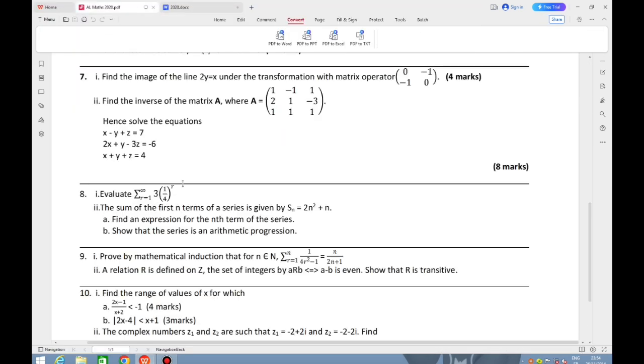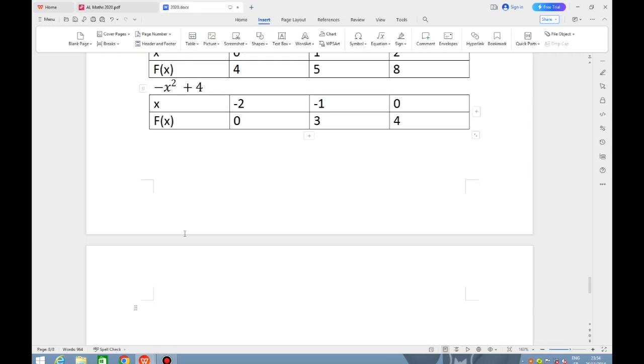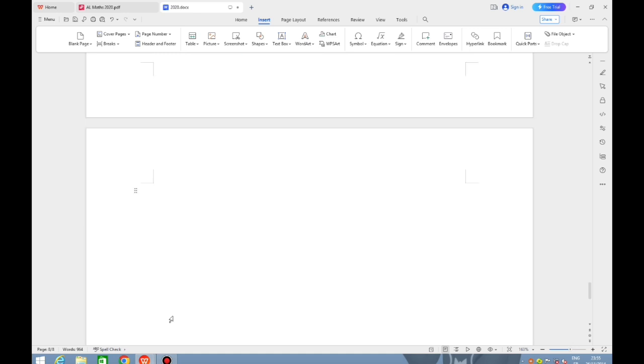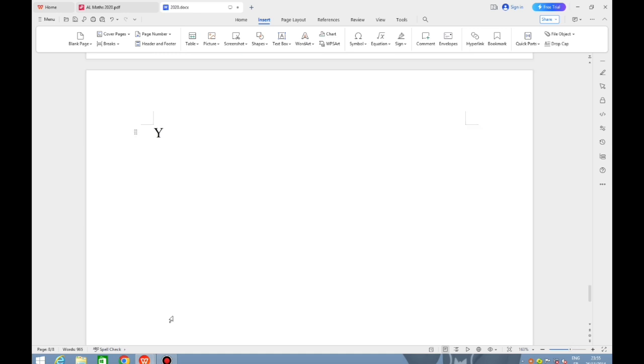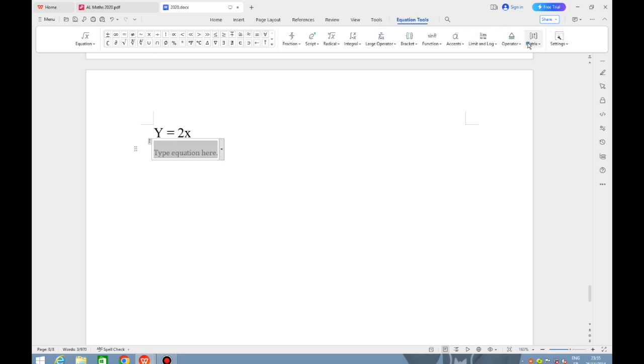So from here, moving to the next question, which is question 7. It says find the image of the line y is equal to x under the transformation in matrix operator 0, negative 1, negative 1, 0. So I have to transform the line y is equal to 2x using the matrix 0, negative 1, negative 1, 0.